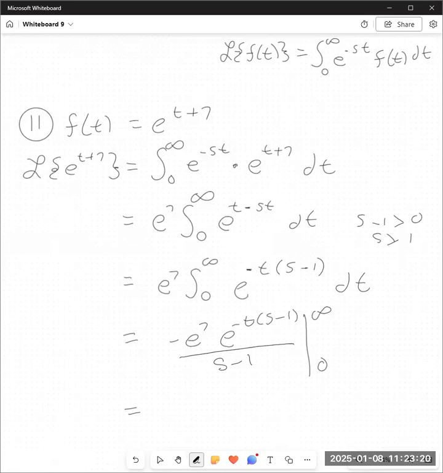At the upper limit of infinity, e to the negative infinity is going to go towards 0, so this is going to be 0. The minus the negative is going to be positive, e to the 7th. Put in 0 for t, we get e to the 0 over s minus 1. So that gives us a total answer of e to the 7th over s minus 1.